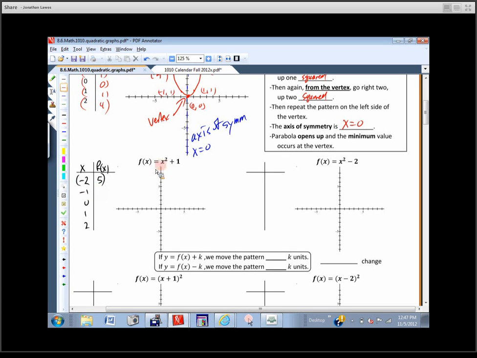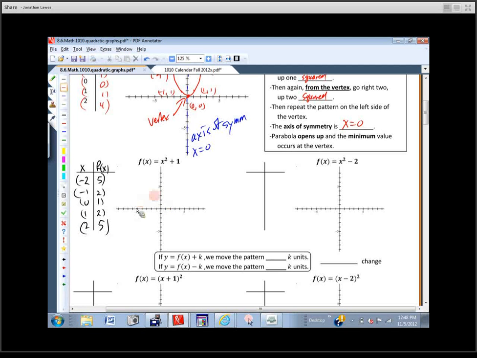Plug in a negative 1. Square that, you get 1. Add 1, you get 2. Plug in a 0. First thing that happens is we square it. Add 1, so we get a 1. Plug in a 1, you get a 1. Add a 1, you get 2. What am I going to get here? 5. Look at that nice pattern here.